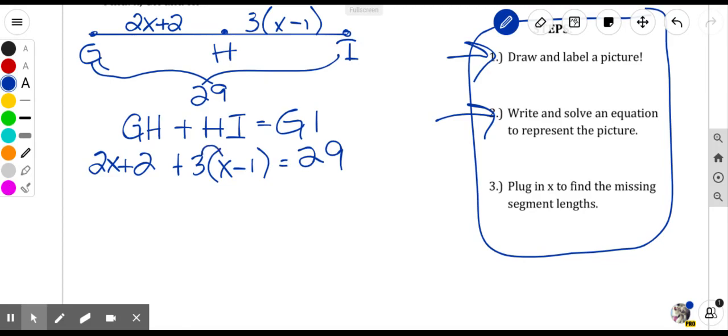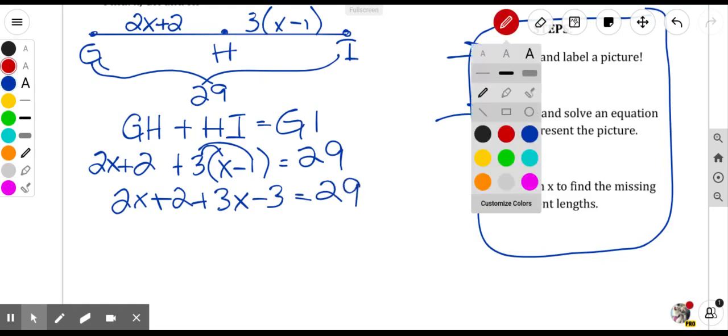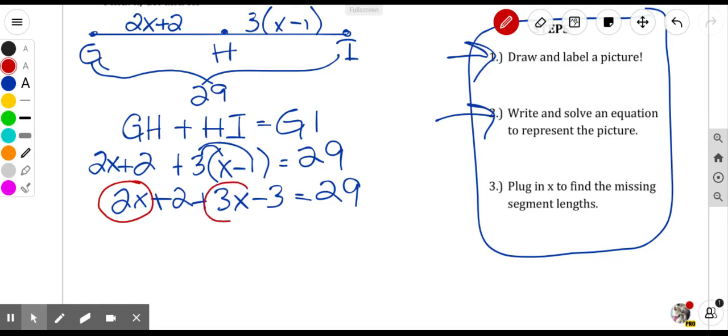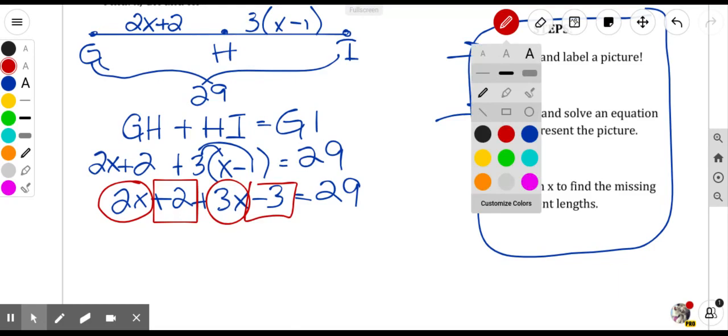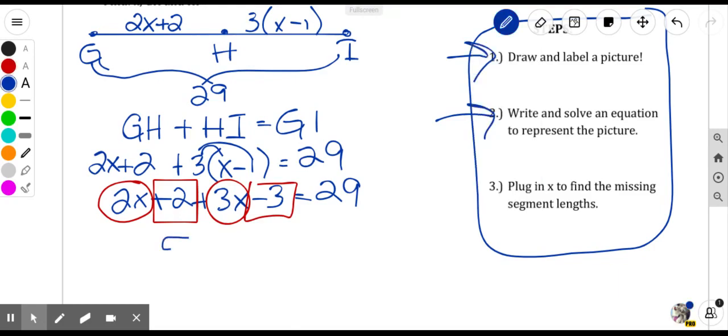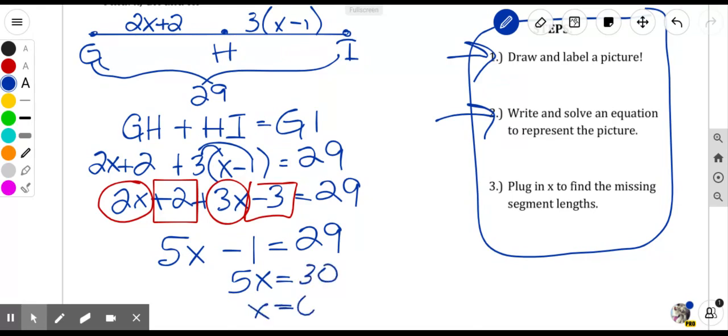So over here, we're going to distribute. So this is going to be 2x plus 2 plus 3x minus 3 equals 29. Now we can combine like terms. So like this 2x and the 3x, and then the 2 and the negative 3 would be like terms. So 2x and 3x is 5x. 2 and negative 3 is negative 1. Add 1 to both sides. So 5x is 30. Divide by 5. x is 6. Okay, so that's how you find x.